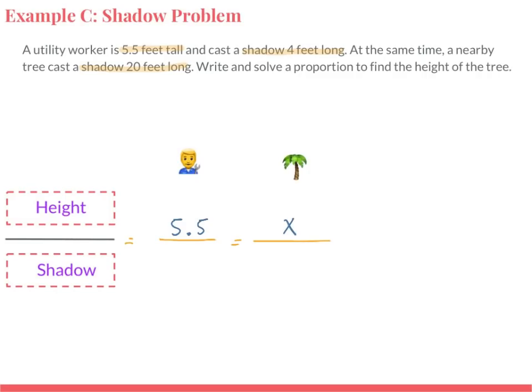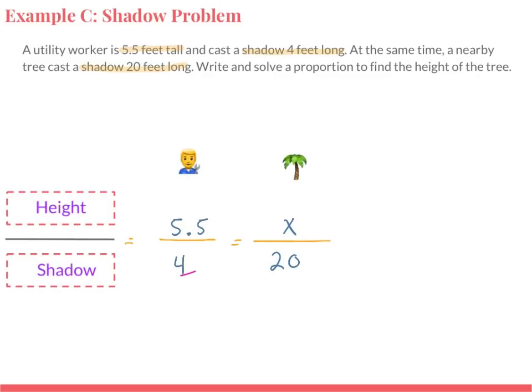Then we need to figure out the shadow of the man, and the problem tells us that's going to be 4 feet. Then we need to figure out the shadow of the tree, and that tells us that it's 20. So notice, we went through the problem, we figured out what things we had, which things we were missing, put everything in our proportion, and now it looks like our proportions from problem A and B.